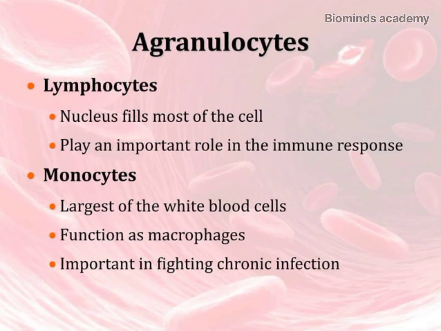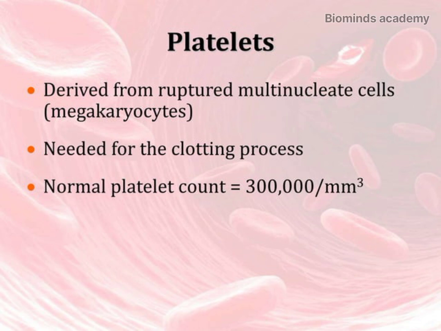In agranulocytes, there are two forms, lymphocytes and monocytes. In lymphocytes, the nucleus fills most of the cell, and they play an important role in the immune response. Monocytes are the largest of the white blood cells. They function as macrophages and are important in fighting chronic infections.